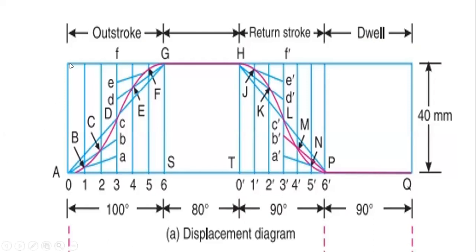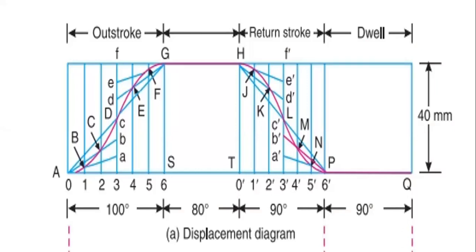So first of all, in the procedure, as in the previous classes also, first of all you have to draw the rectangle which is having a height of 40 mm and length of 360 degrees. So we have to scale the 360 degrees into length. I am taking the common scale, that is 1 centimeter is equal to 10 degrees. That is, total 360 degrees have been converted into 36 centimeters. That is 36 centimeters is equal to 360 degrees.